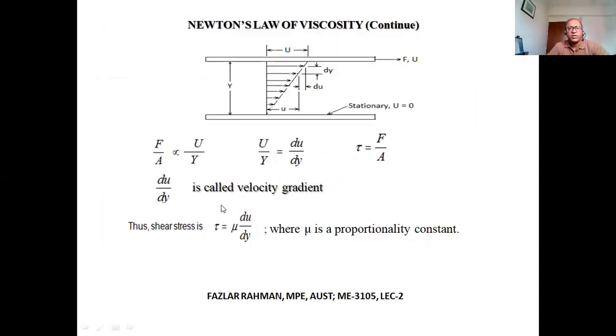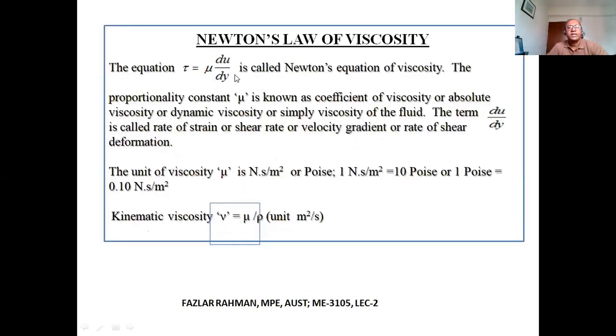The equation we found right over here is called Newton's law of viscosity. So the equation tau equal to mu du by dy is called Newton's law of viscosity. And mu is called the proportionality constant or coefficient of viscosity. Sometimes it is called absolute viscosity, sometimes also called dynamic viscosity, or just simply the viscosity of the fluid.